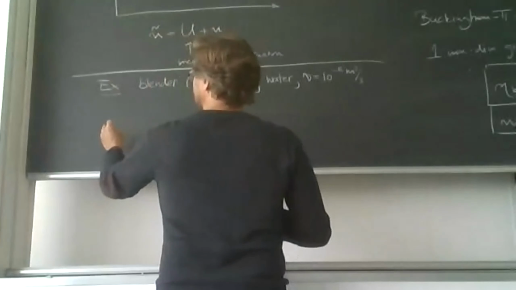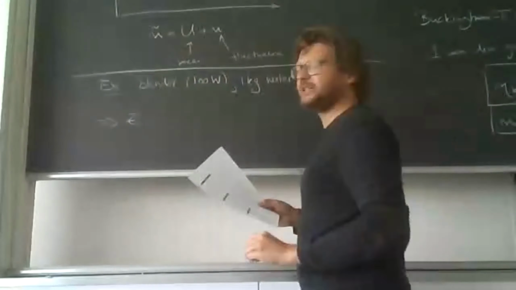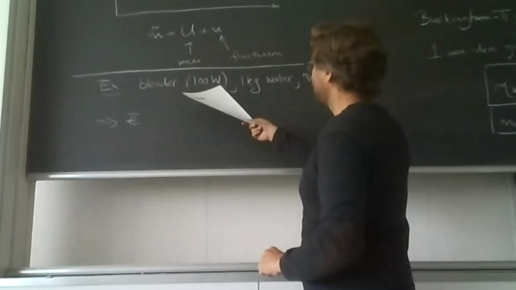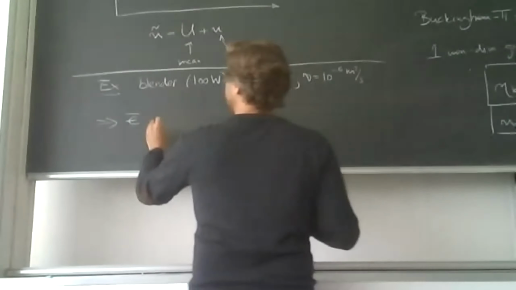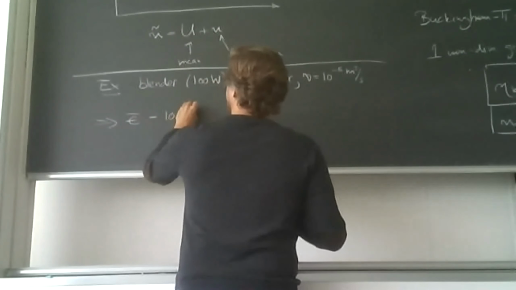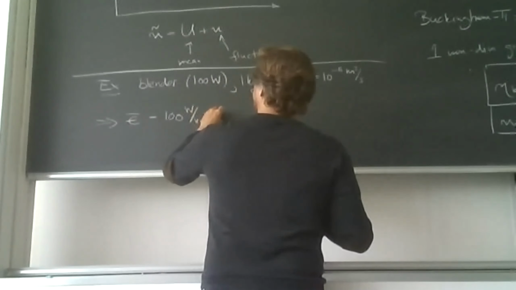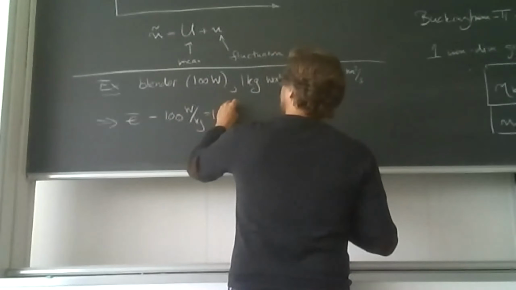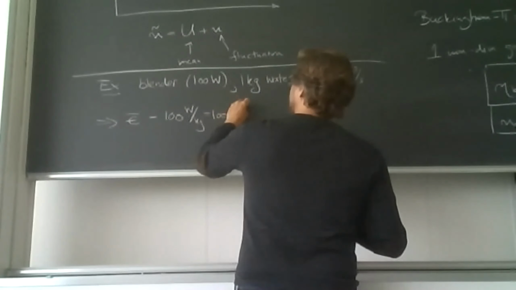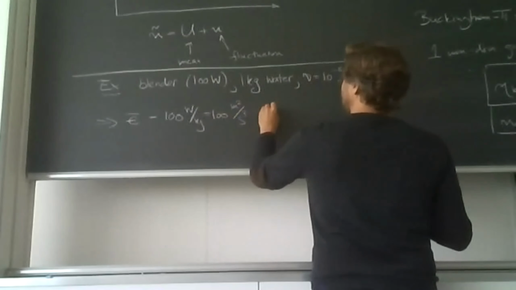Okay. So, what is our dissipation rate? We have 100 watts per kilogram, or 100 meters squared per second to the third power.